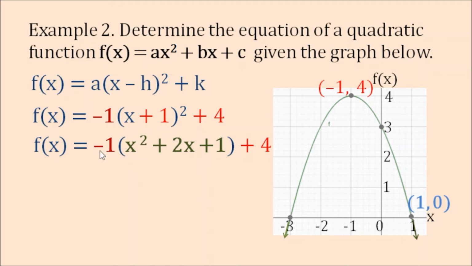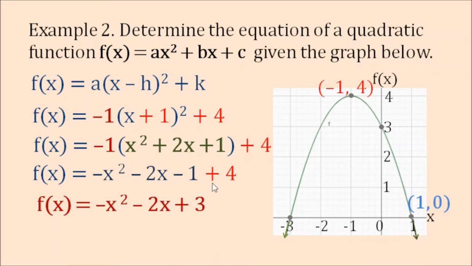Now, negative 1 times x squared equals negative x squared. Negative 1 times 2x is negative 2x. Negative 1 times 1 is negative 1. And then we have the plus 4 here. And we can simplify this part here. Negative 1 plus 4, and that's 3. So the equation is f of x equals negative x squared minus 2x plus 3. So this is the equation of this graph here.